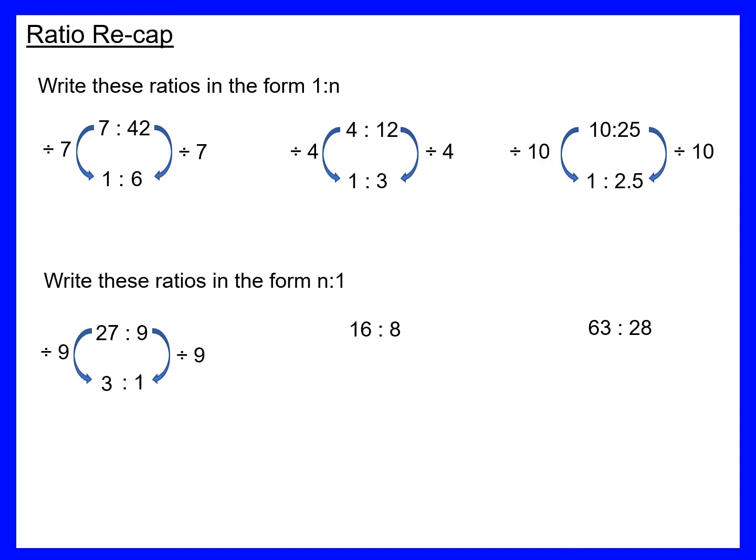So again, 2 more there for you to have a go at then. Pause the video, have a go at simplifying those in the form n to 1. Okay, so this time we want the 1 underneath the 8, so we're going to divide both sides by 8, giving us 2 to 1. And for the last one, we want the 1 underneath the 28, so we're going to divide both sides by 28, and we get 2.25 to 1.